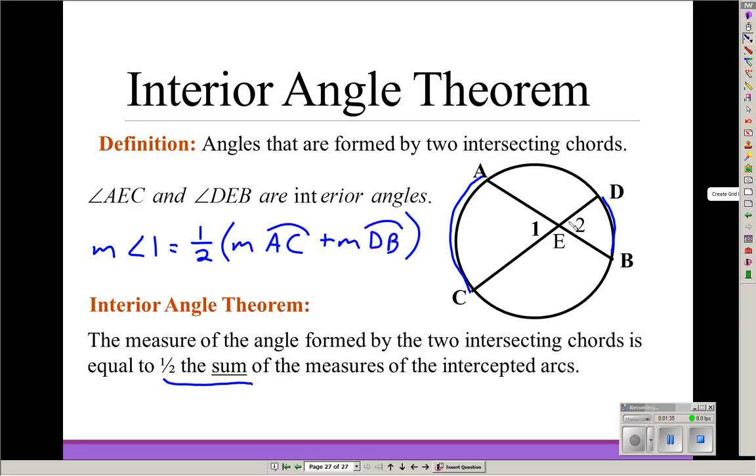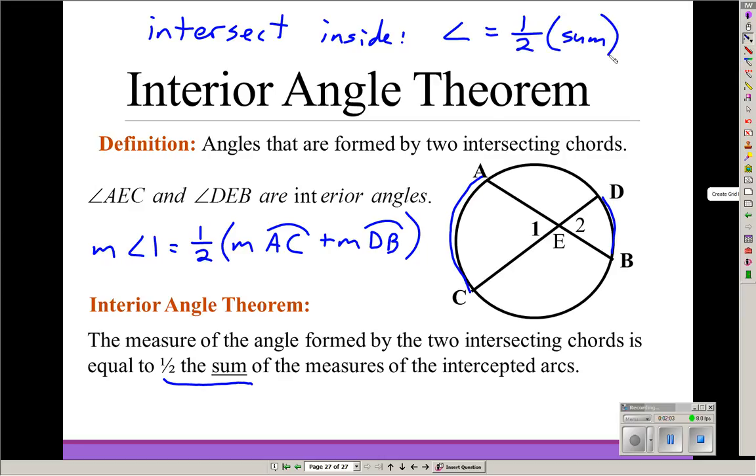So when the intersection is inside, the angle measure is half the sum of the arcs. If you want to write it in an even briefer form, you can say when the segments intersect inside, then the angle is equal to half of the sum of the arcs.